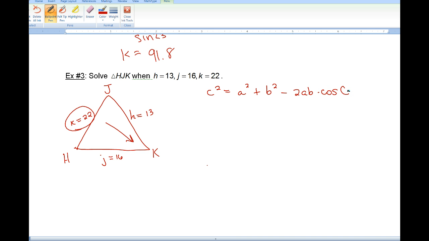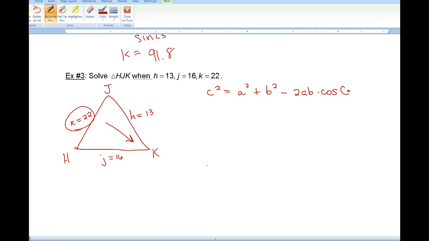Well, I like it because it looks like A squared plus B squared equals C squared. Minus, but then minus 2AB times cosine of C. Remember, these two have to match up. The cosine of the angle has to match up with the side that's on the left. Okay, so basically, where I have C is really going to be my K for the problem.